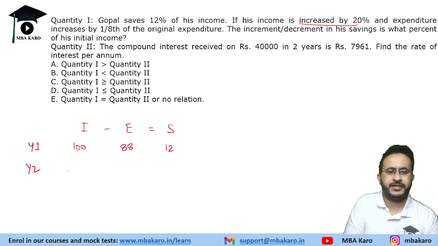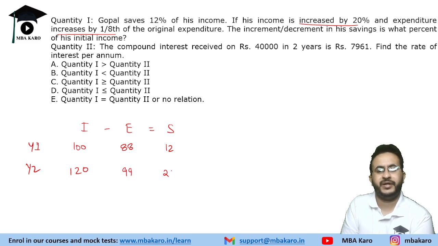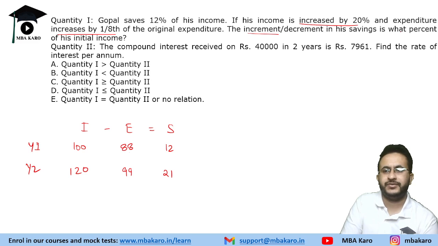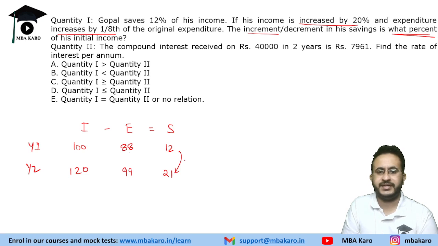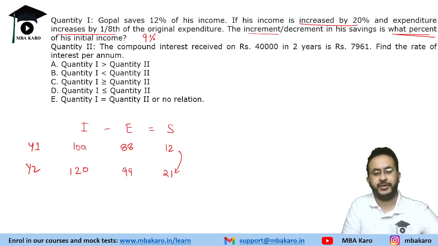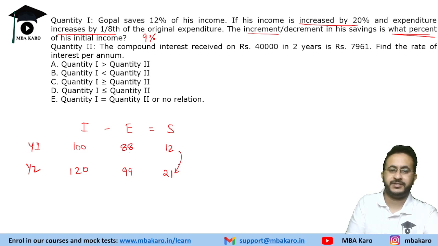Income increased by 20%, so income became 120. Expenditure increases by 1/8, so expenditure becomes 99. Saving is 21. So what is the increment or decrement in his savings? It is an increment, and it is what percent of the initial income? So what is the increment? That is 9, of his initial income. Initial income we took as 100, right? So the increment is 9. Not with respect to the previous saving. It is asking what percent of the initial income. So 9%. Okay.